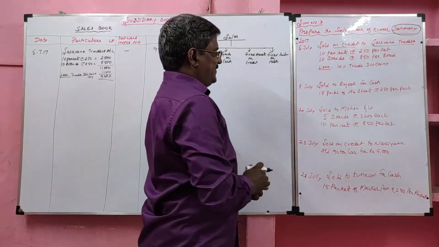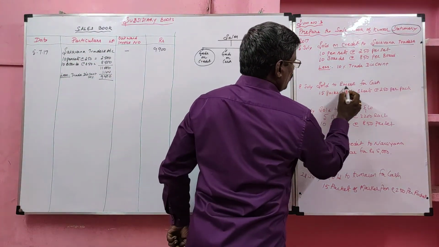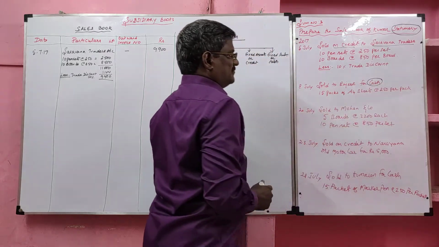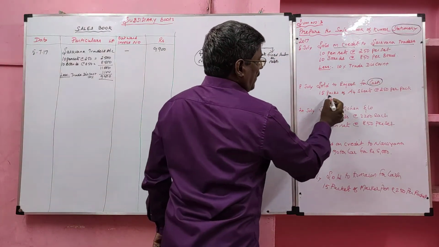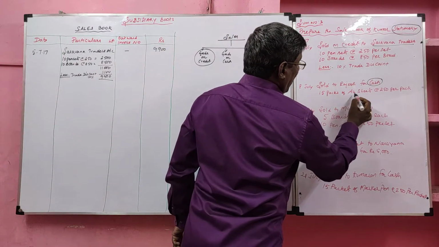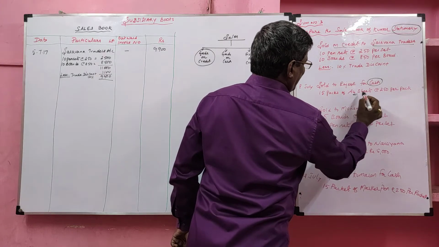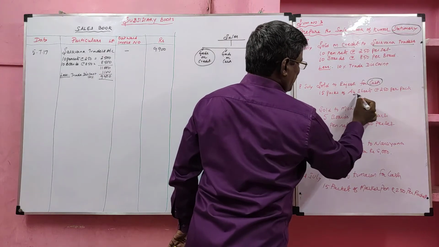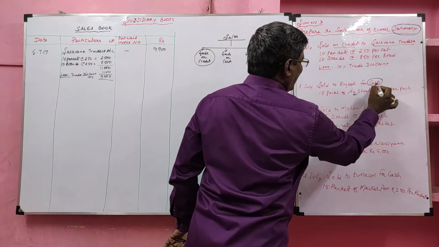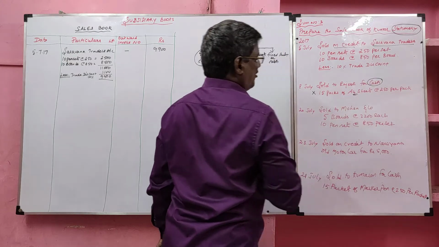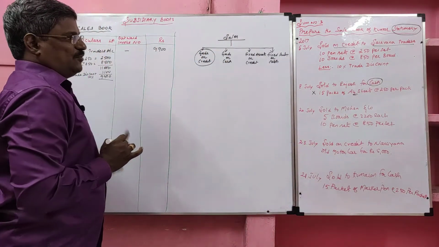Next, 8th, sold to Rajesh for cash. What did they sell? 15 packets of A4 sheets. It is stationery, so their business is stationery. It is goods, but they sold for cash. It will not be recorded in the sales book.